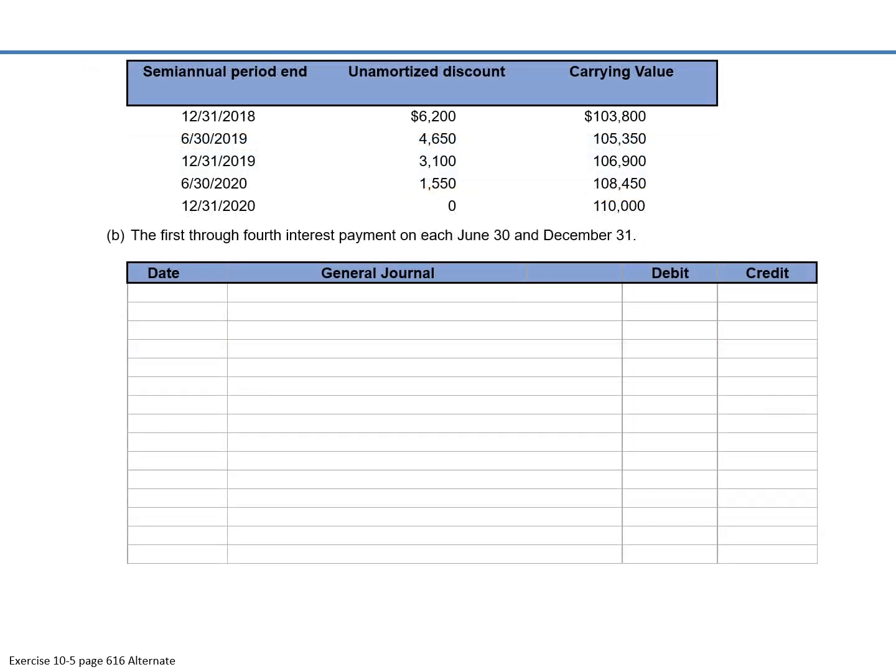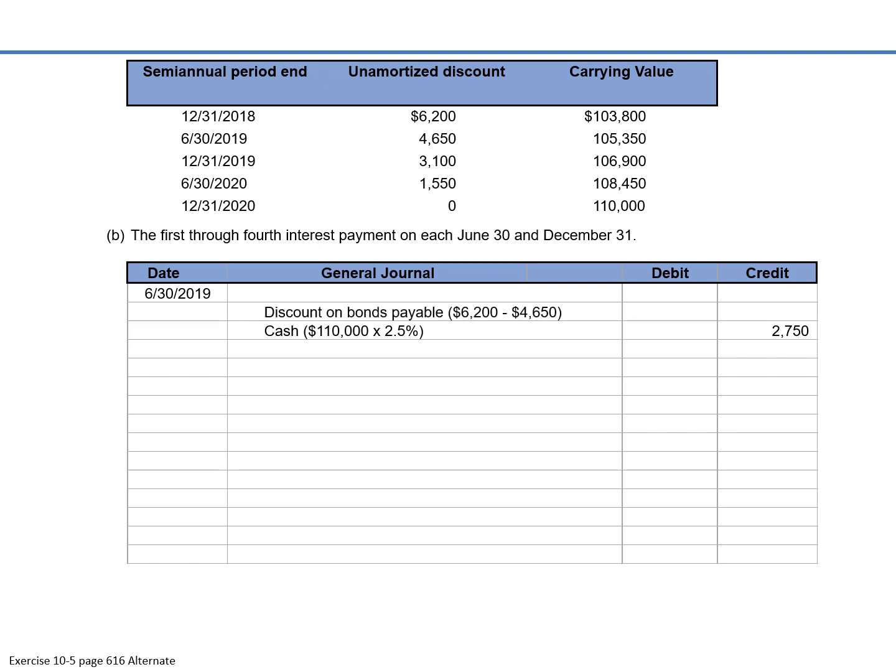Then to record our first through our fourth interest payments on June 30th and December 31st, we're going to pay cash equal to our par value of 110,000 times our semi-annual interest rate. Our annual rate's 5%, so 50% of that for semi-annual is 2.5. So we're going to pay our bondholders $2,750 every 6 months.